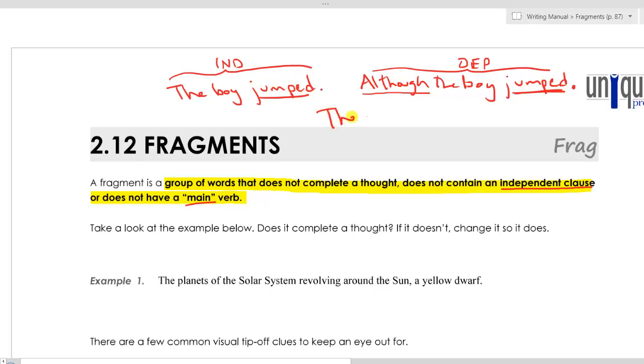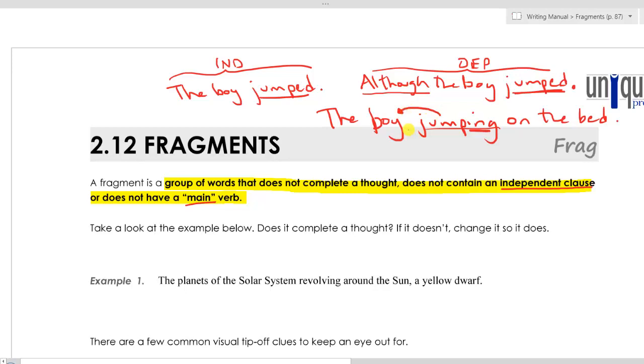If I said something like, the boy jumping on the bed, period. Again, it looks like I have a verb right here, but this verb cannot function as a main verb because it's actually not a verb at all. It's actually an adjective describing boy. When I see an ing word, it could be one of a couple of things. One of the things it can be is an adjective.